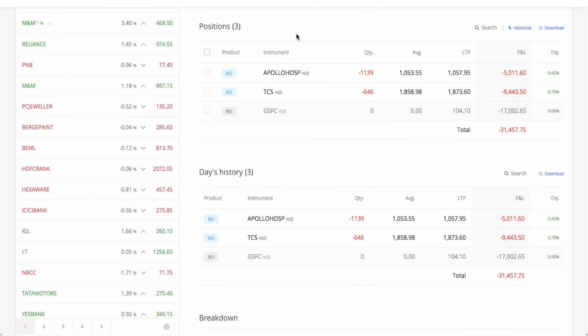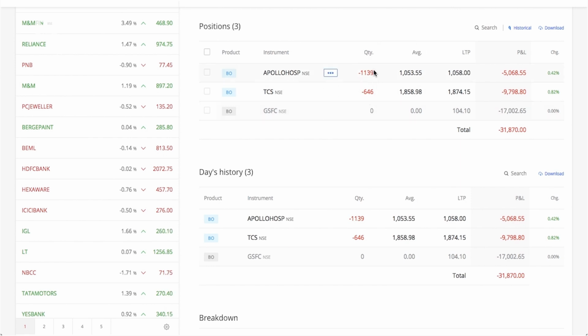So let's understand this idea of shorting with a practical example. Now notice we have 3 positions over here: GSFC, TCS and Apollo Hospital. Also notice the quantity mentioned here is minus 1139 and minus 646 shares. But how can a position be in minus? Well, this is simply because we have shorted Apollo Hospitals, TCS and GSFC. GSFC shows 0 quantity because, well, the position is no longer there. It was initiated in the morning and exited during the day.